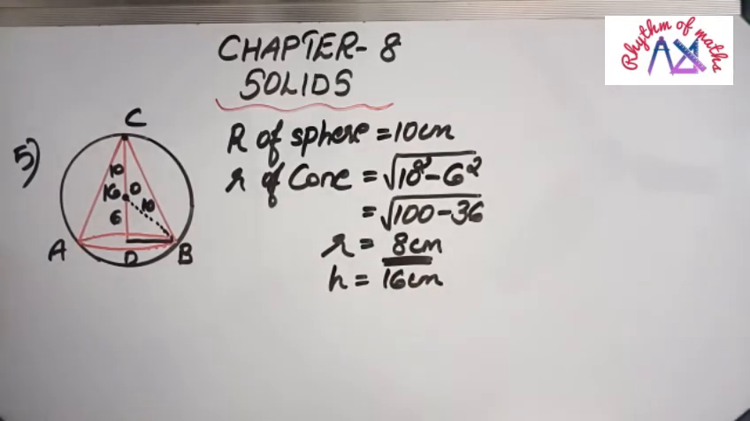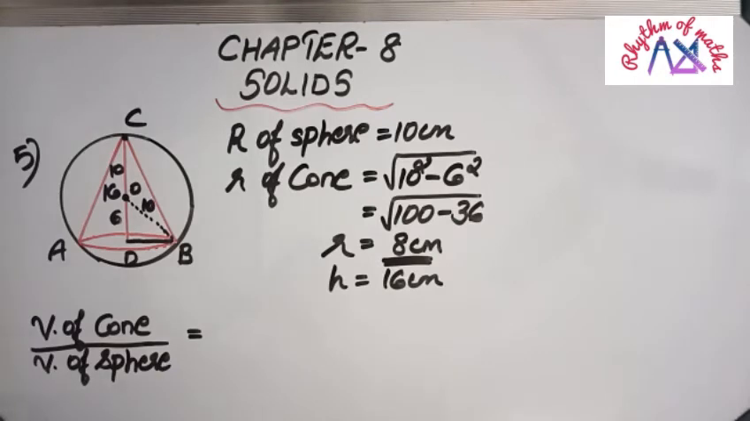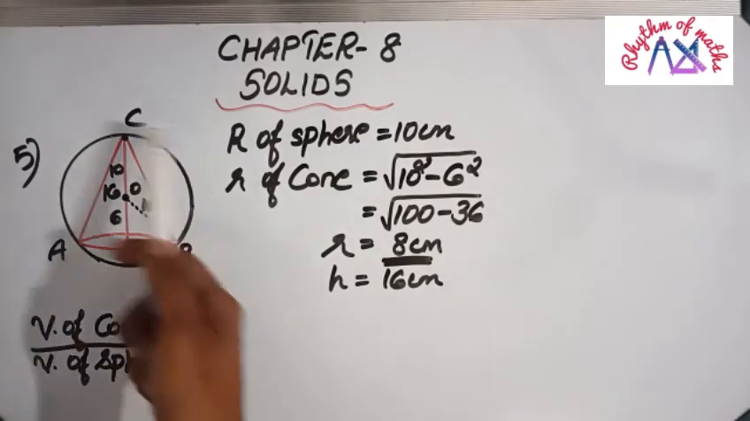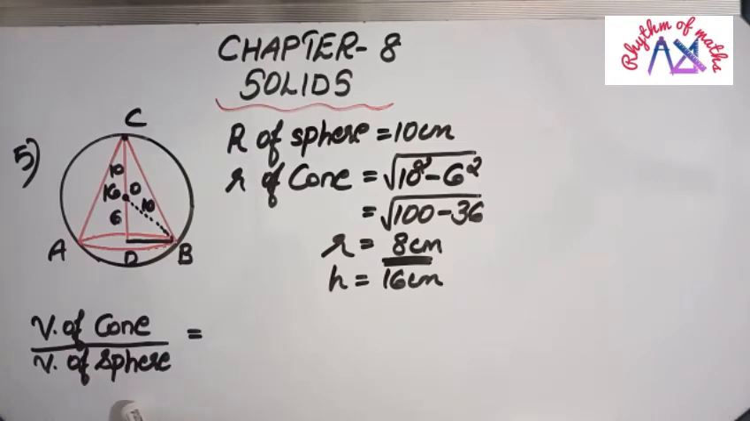Okay, so all the measurements we got. Now we have to find the volume of cone and volume of sphere. Here we need how much part. Volume of cone is how much part of volume of sphere. That means the larger volume will be volume of sphere. So this is a part: volume of cone divided by volume of sphere. This will be the answer.